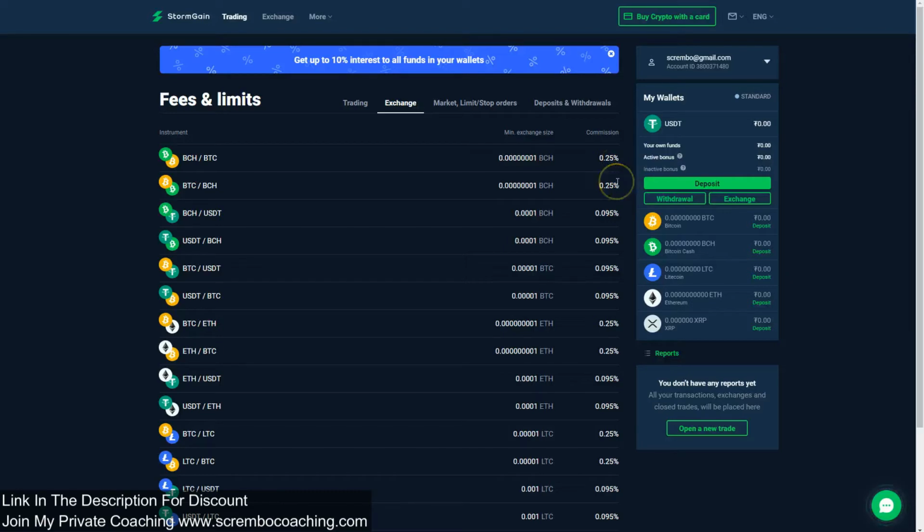0.25. We have one more on 0.25. Here's 2 more on 0.25. So Ethereum with the Bitcoin is 0.25. Pretty expensive compared to other services out there. Looks like you can get cheap exchange between USDT and BTC, which is worth doing it, guys.